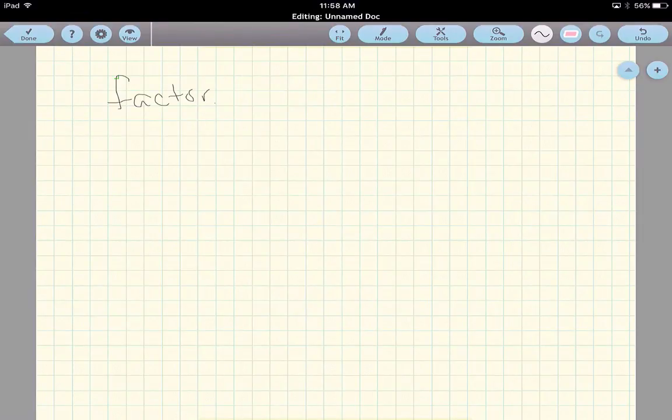Pause the video to find a definition of a factor. Things you might want to look for are: what is a factor? What is a polynomial factor? What do polynomial factors represent on the coordinate plane? Go ahead and pause the video now.